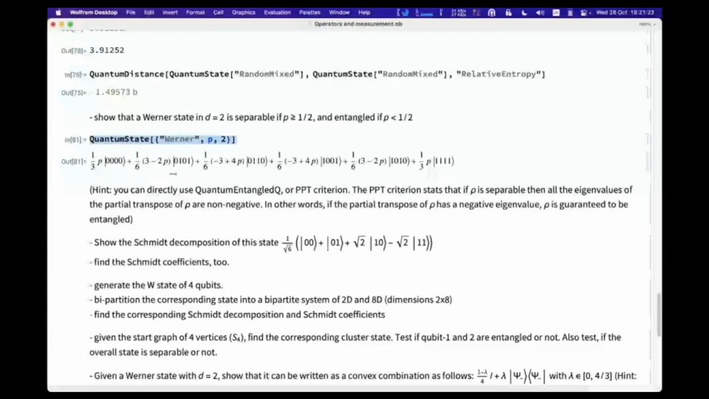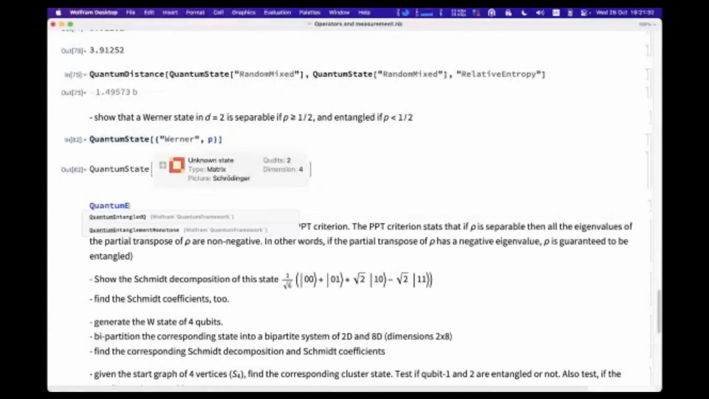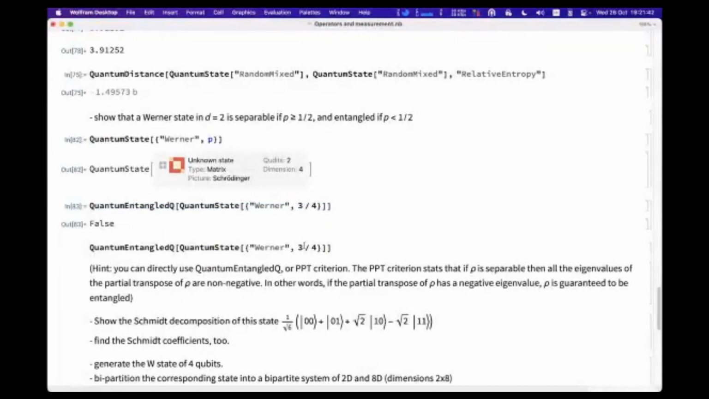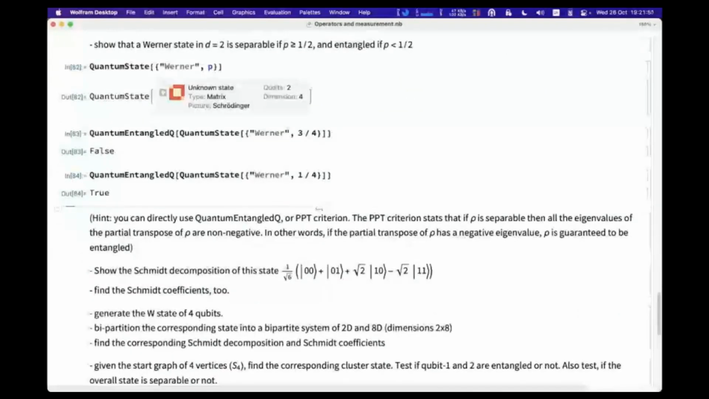So let's look at the question. The question is telling us that, for example, let's go with a probability p, I don't know, let's give it a value. So it's more than 1/2. You see, it's not entangled. It is separable. When it's less than 1/2, it's an entangled state. That's an interesting feature of the Werner state.